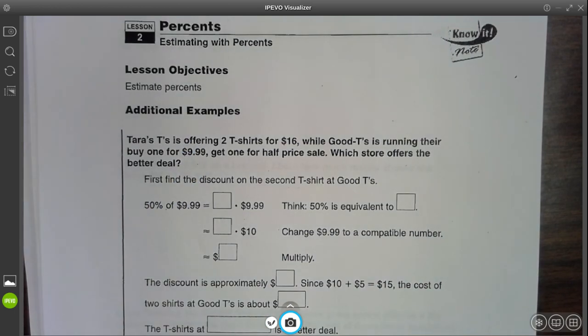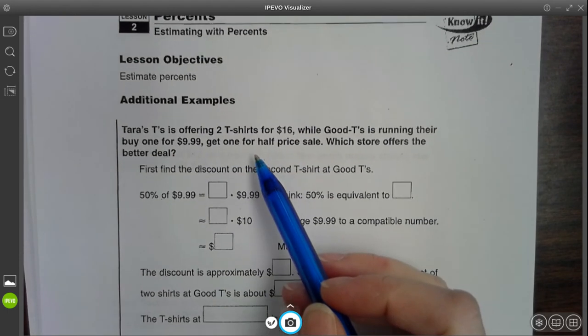Okay, here we are. This is section 2. We're going to spend 2 lessons on this. So this is the day 1 notes, estimating with percents. So we're just getting right into the examples.